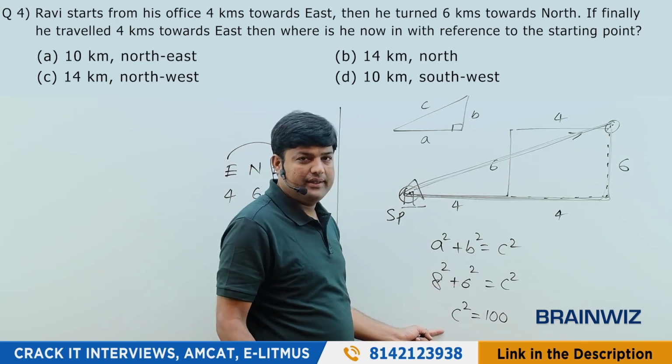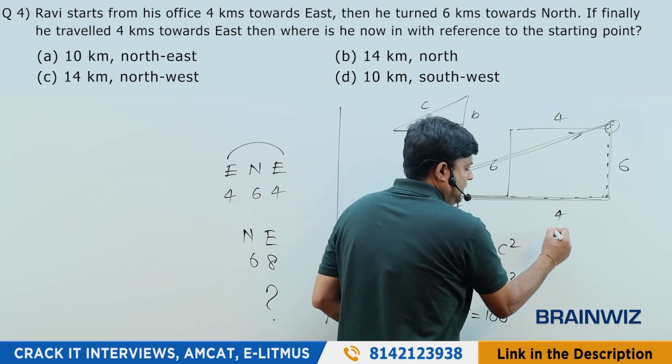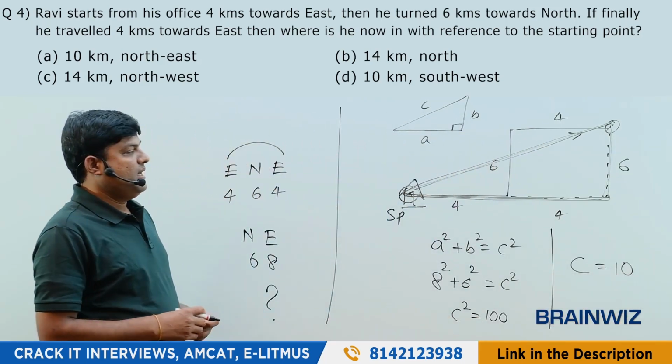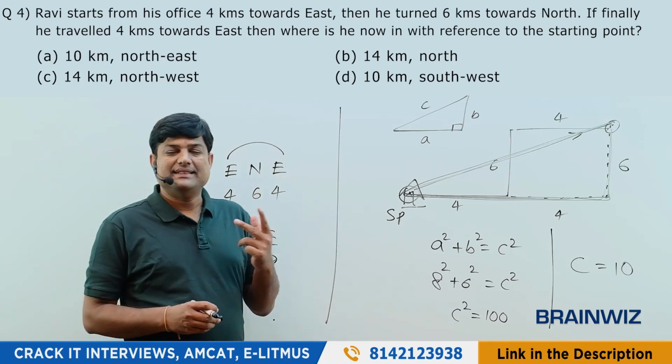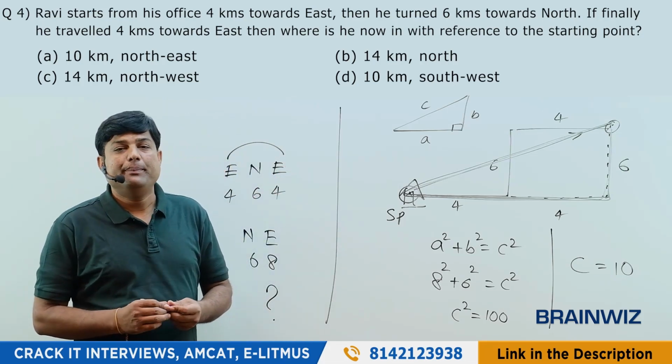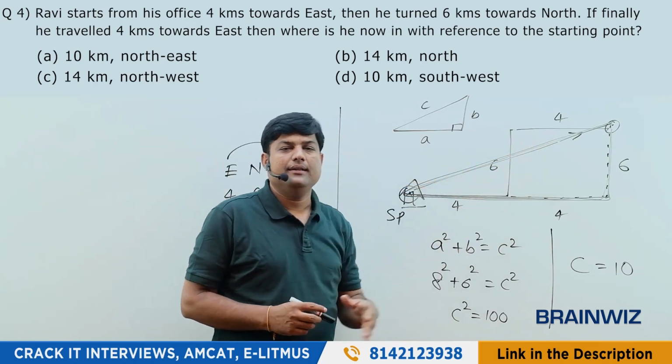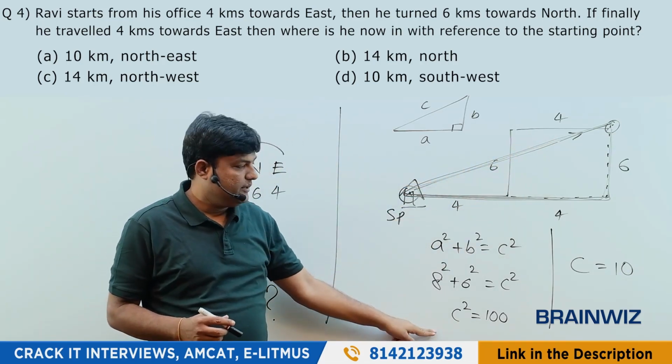I don't want C square, I want C. I want this hypotenuse. So we can say C value is 10. So this is the way we are supposed to do. This is the second model which I told you, that the people are going to go in a cross direction. When you have cross directions, again, we have to do this kind of procedure.